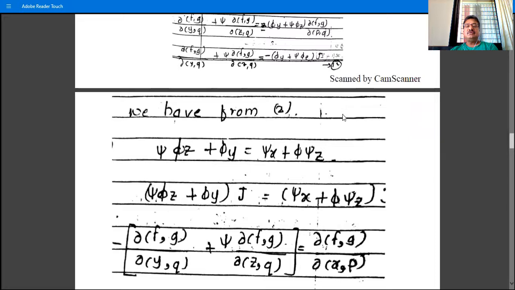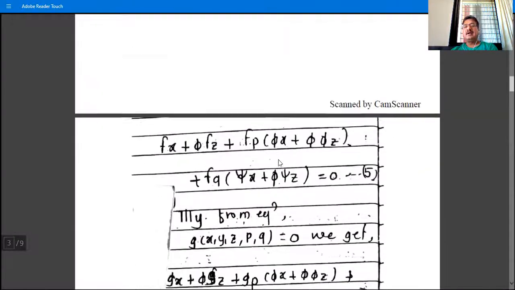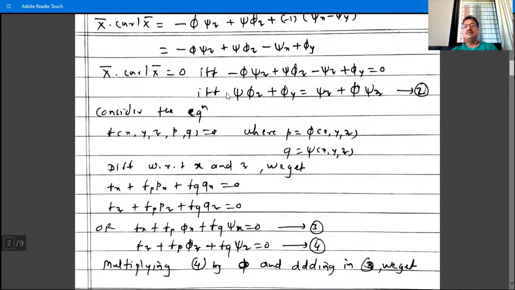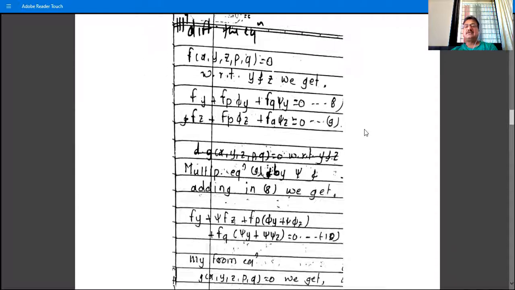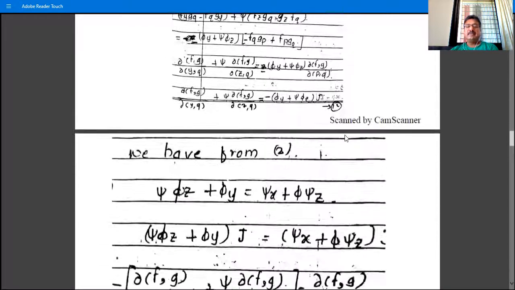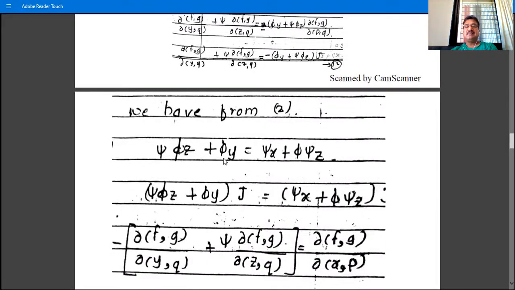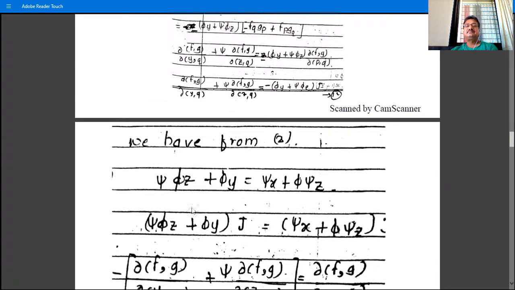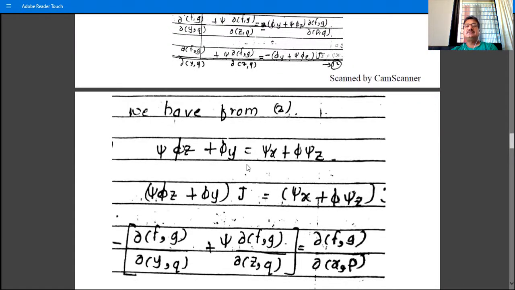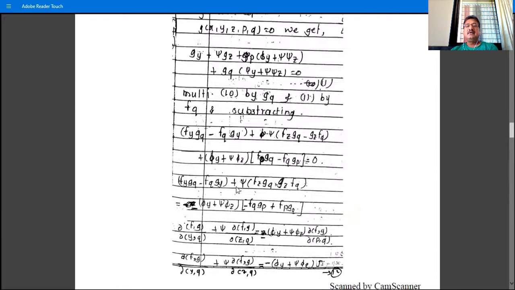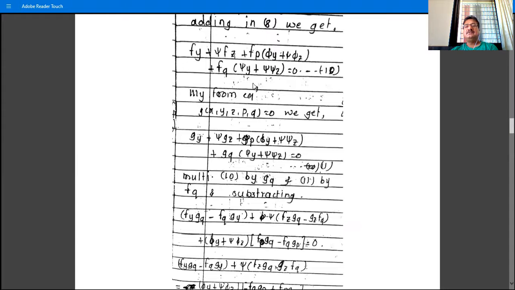This is equation 12. So we have from equation number 2 again; write equation number 2. This is equation number 2: psi phi z plus phi y is equal to psi x. It is not z, it is x: psi x plus phi psi z. So write that equation number 2 again, and then substitute the value of this, psi phi z plus phi psi y, from equation number 11.